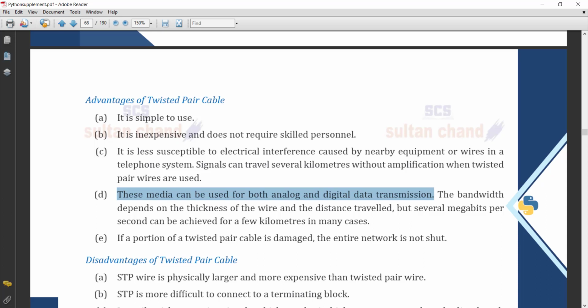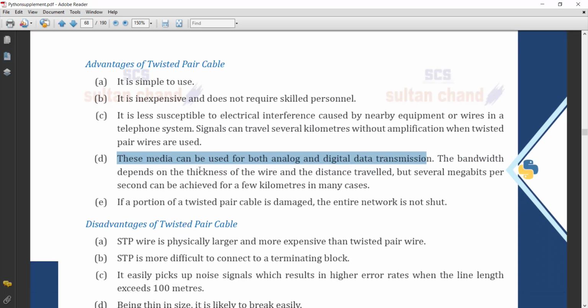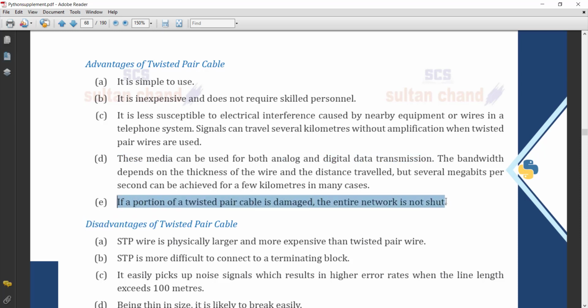One, it is simple to use. Second, it is inexpensive and does not require skilled personnel. And it is less susceptible to electrical interference. And next, these media can be used for both analog and digital data transmission. Clear? And last, if a portion of twisted pair cable is damaged, the entire network is not shut down. So our network will not fail if there is some damage in the cable.